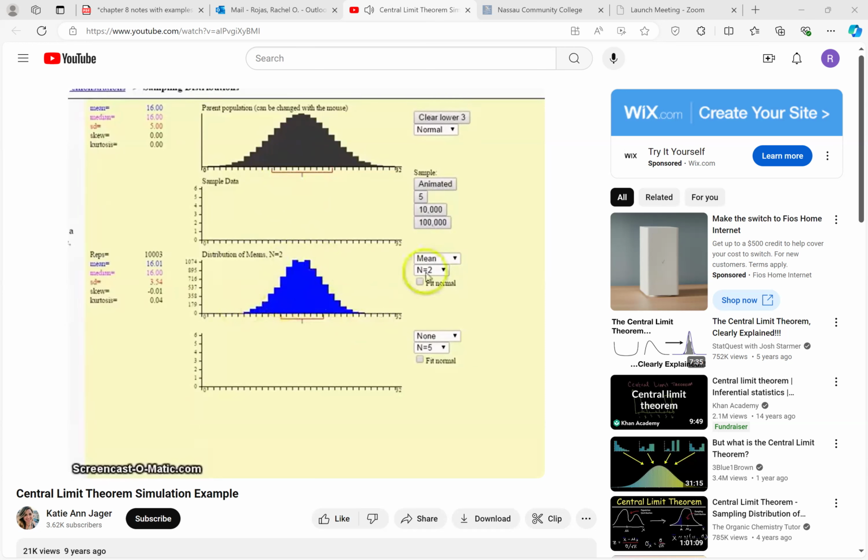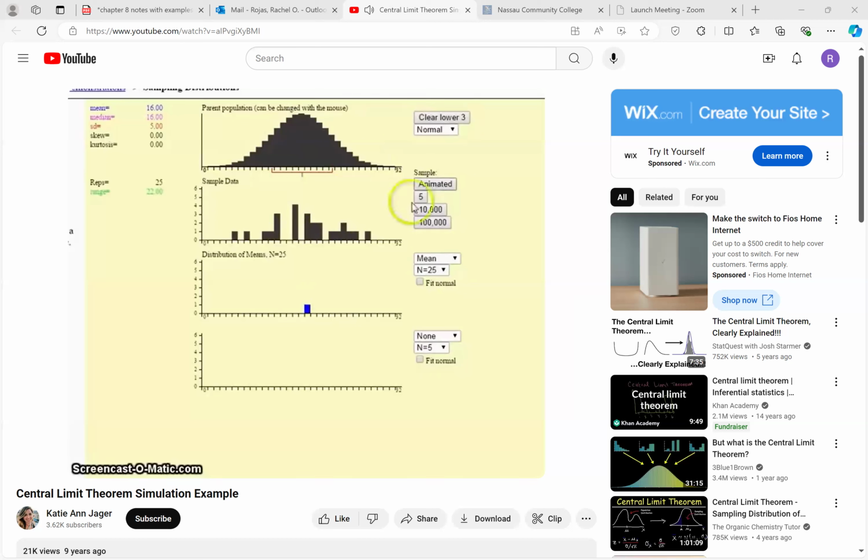Now let's increase our sample size to, let's say, maybe 25, and you can mess around with this if you'd like. Still, we have a normal distribution for our population. Let's animate the first one. So here we're taking 25 different observations. That's n equal to 25. And from that we get one sample mean, and we plot it down here.